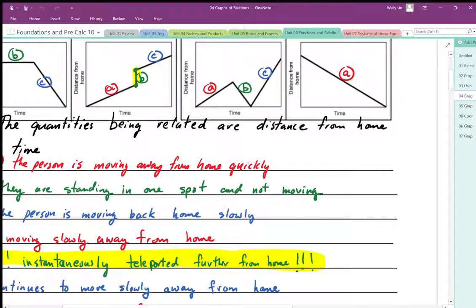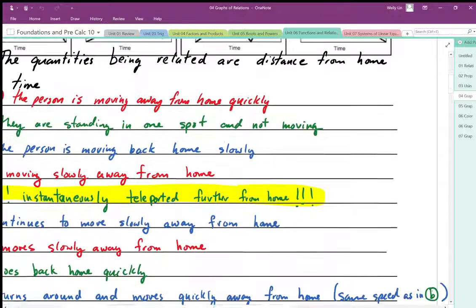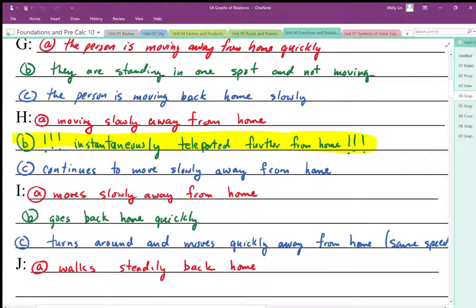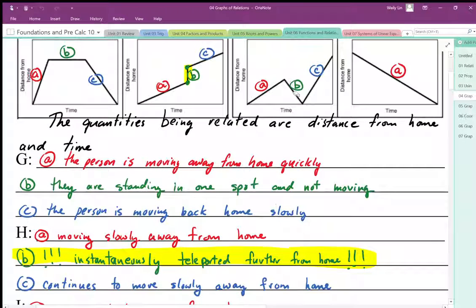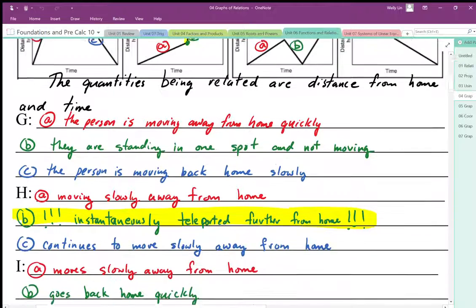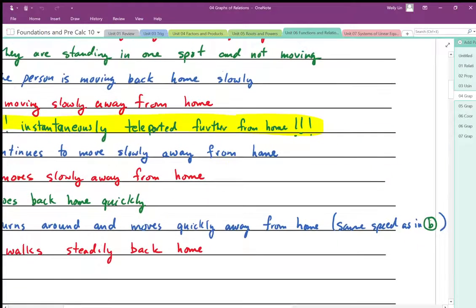Moving on to the next graph, I, it looks like he's going up, going back home, and keeps on going. But this slope here is not as steep as these slopes here, so it looks like these ones are going faster. How we would describe part A is moving slowly away from home, and then he turns around and goes back home quickly, because the slope of this is steeper than this one. And then he turns around again and he's moving away from home, at the same speed as he was in part B.